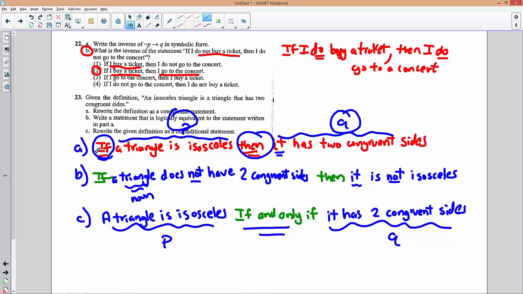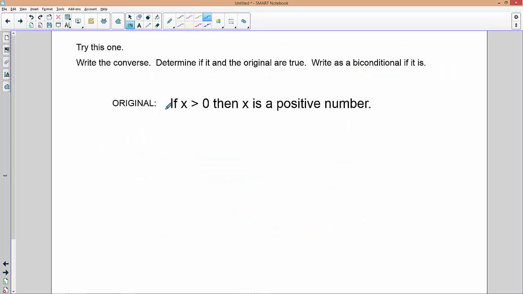If you did take the converse of A, which we didn't do here, it would say, if a triangle has two congruent sides, then it is isosceles. That is true. So both the original and the converse are true, so it's okay to write this as a biconditional. But you'll have to determine that tomorrow in the quiz. All right, so try this one really quick. Just write the converse. This is exactly what we're talking about.